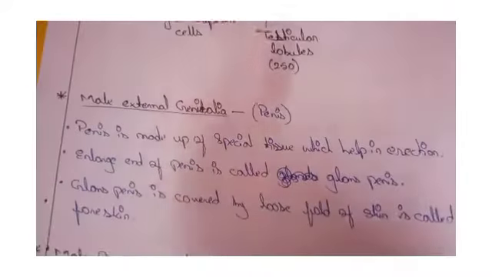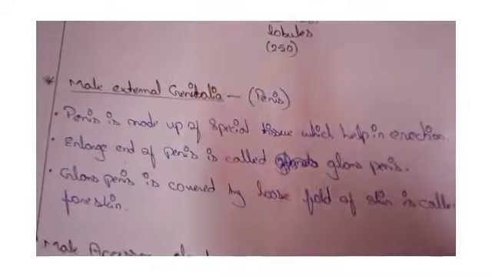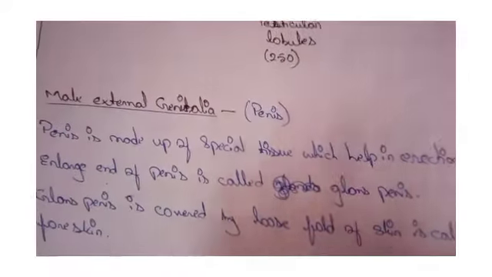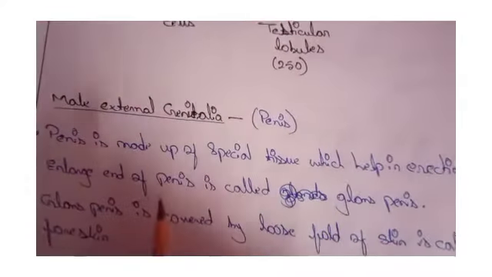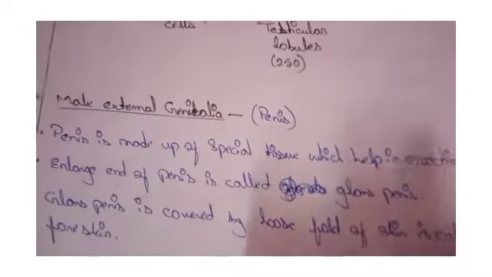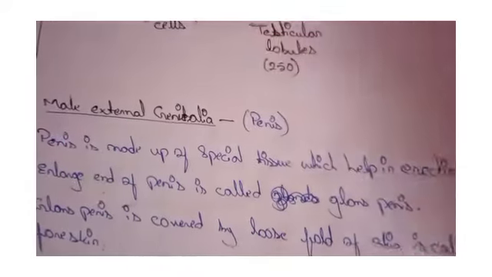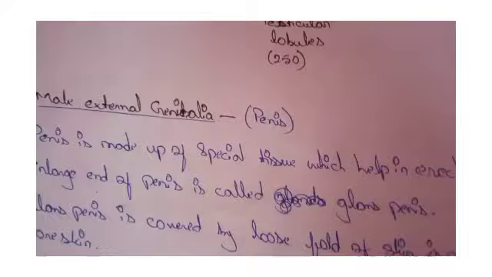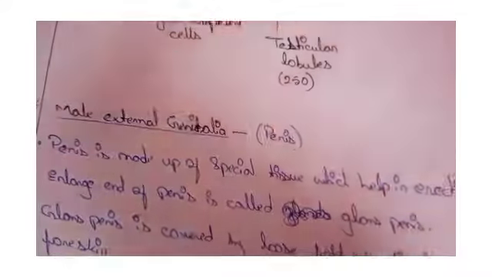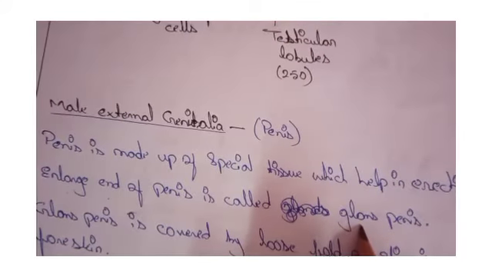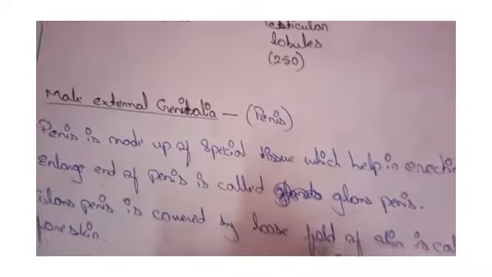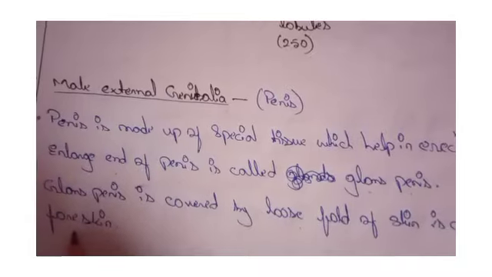Next we will discuss the male external genitalia, which is the penis. The penis is made up of special tissue, and through the penis we excrete our urine. The enlarged end of the penis is called the glans penis. The glans penis is covered by a loose fold of skin called the foreskin.